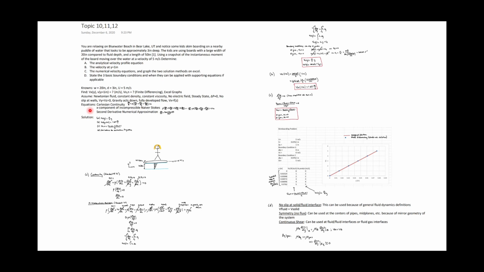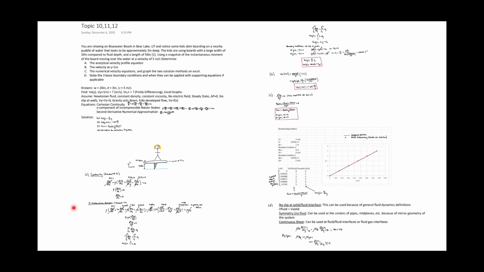Here we are showing the Cartesian continuity equation, the x component of incompressible Navier-Stokes, and the second derivative numerical approximation equations. Starting out with continuity from handout 10, we are able to make simplifications because we are steady state, the velocity of y is equal to 0, and the velocity of z is equal to 0. We then end up with the partial derivative of Vx with respect to x is equal to 0.